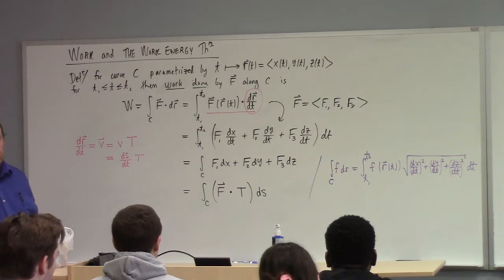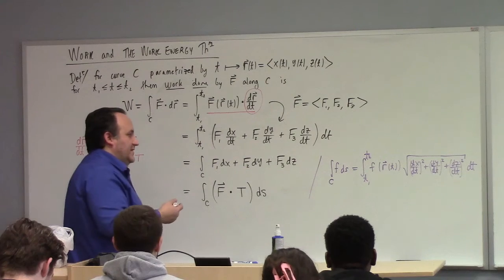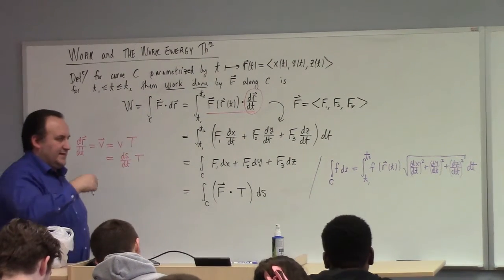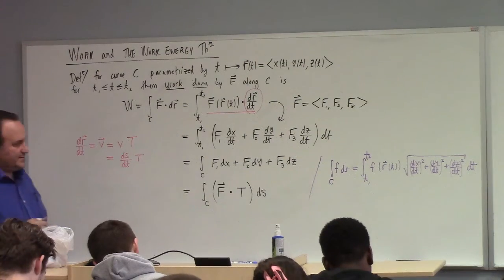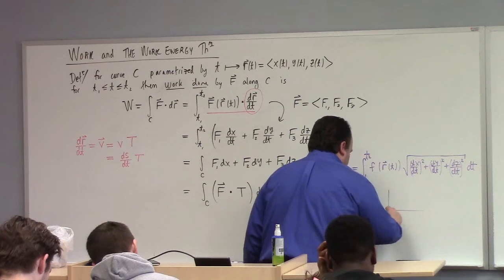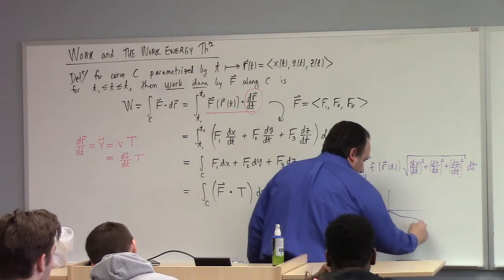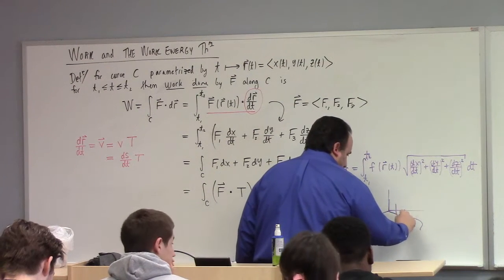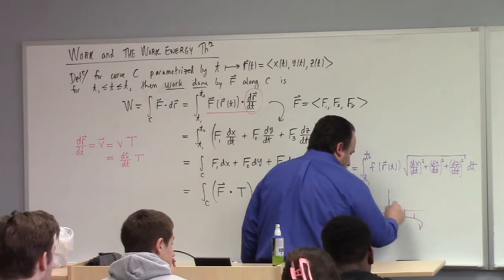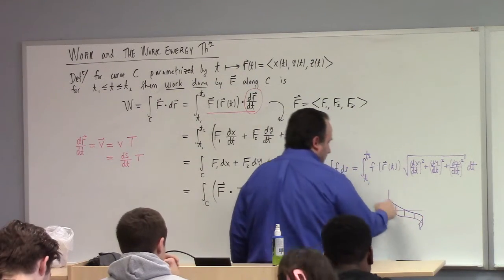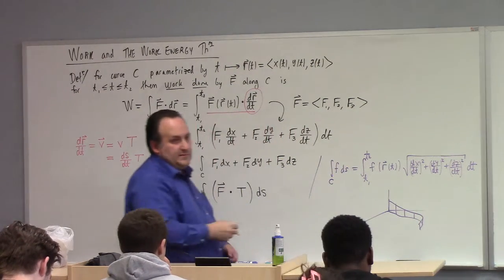If you're wondering what that means geometrically, I can't really do it in 3 dimensions, but in 2 dimensions, if you had a little path, and this is the curve in 2 dimensions, and we're plotting f like this, then the area of this tent would be the integral of f dot ds.